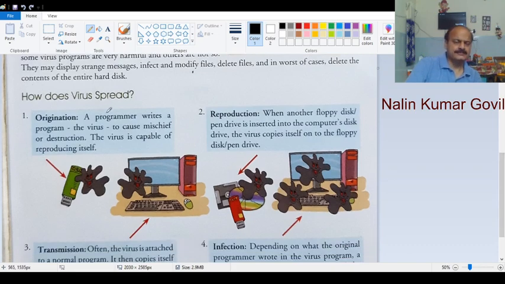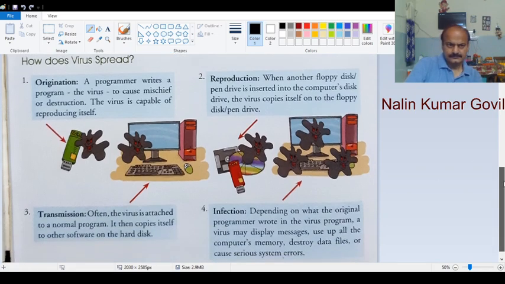How does a virus spread? Question. Origination: a programmer writes a program, the virus, to cause mischief or destruction. The virus is capable of reproducing itself. Second thing, reproduction, which means copying itself many times. When another floppy disk or pen drive is inserted into the computer's disk drive, the virus copies itself onto the floppy disk or the pen drive.